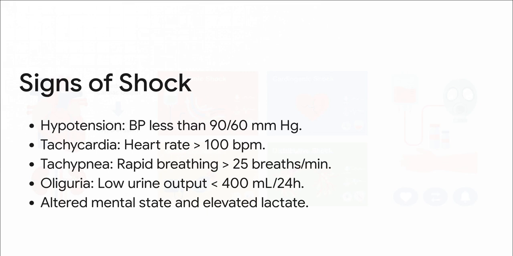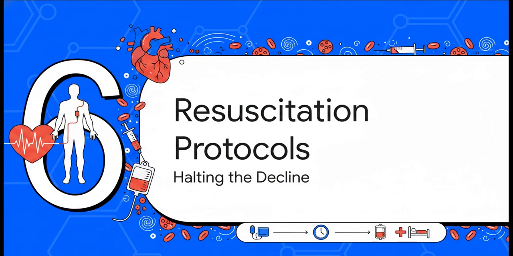You'll see tachycardia, as the heart tries to compensate by beating over 100 times a minute, and tachypnea, with the patient breathing super fast to pull in more oxygen. Watch for oliguria, too, a sharp drop in urine output as the kidneys take a hit. Mentally, they might be agitated, confused, or completely unresponsive. And of course, your labs will show an elevated lactate, confirming those cells have shifted into that dangerous anaerobic metabolism we talked about.